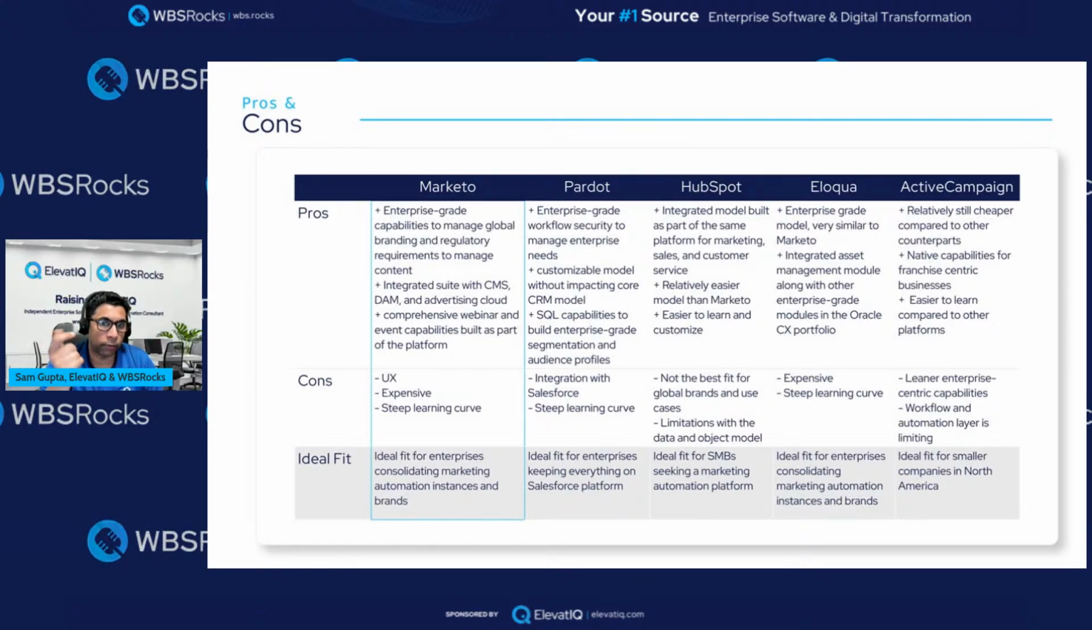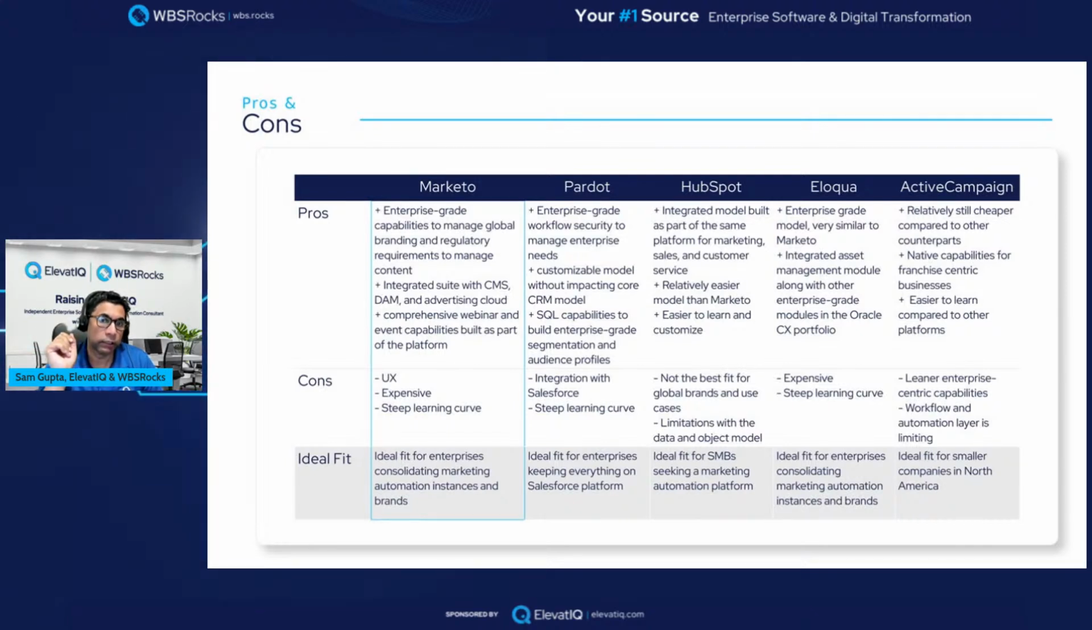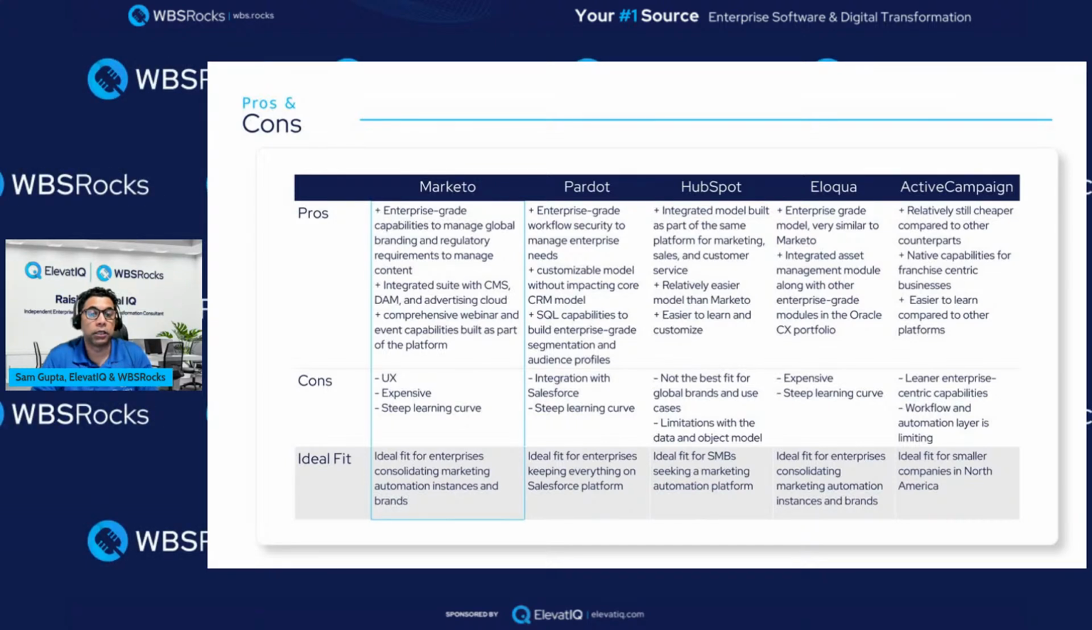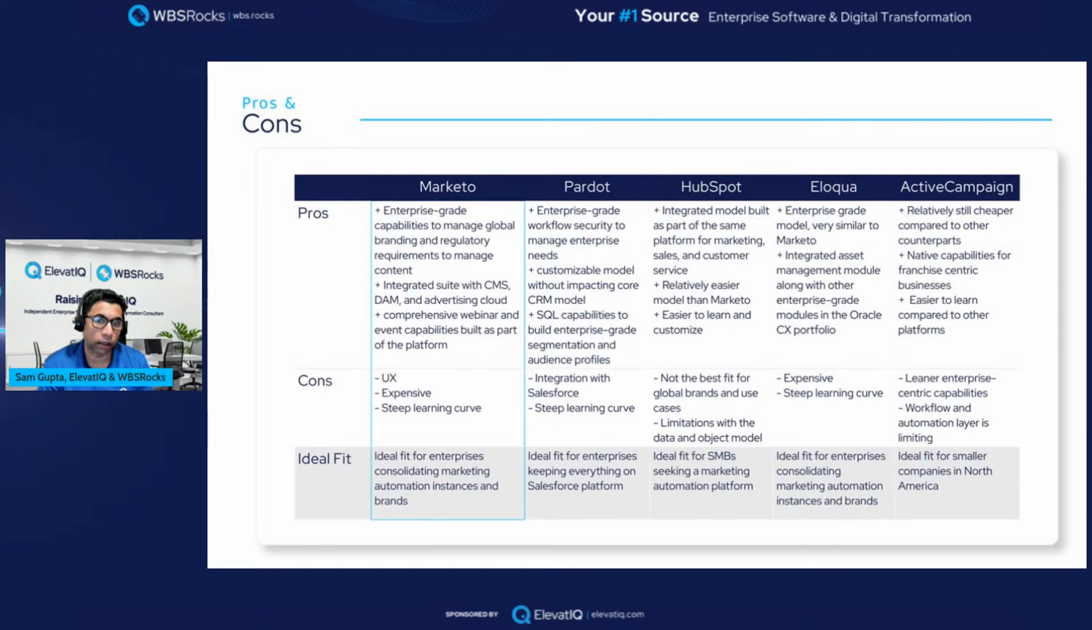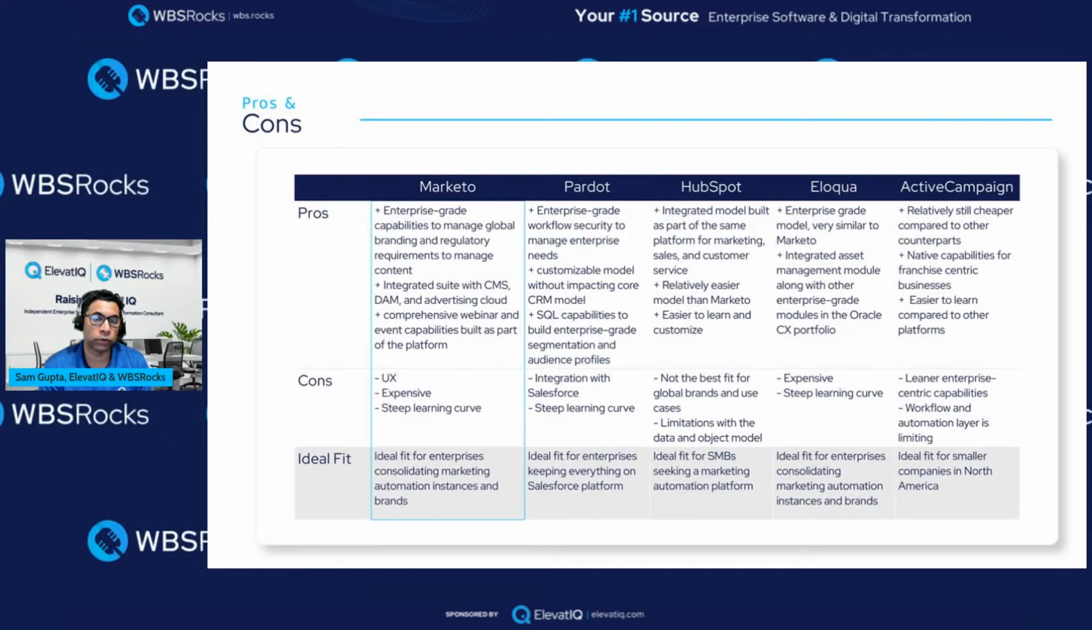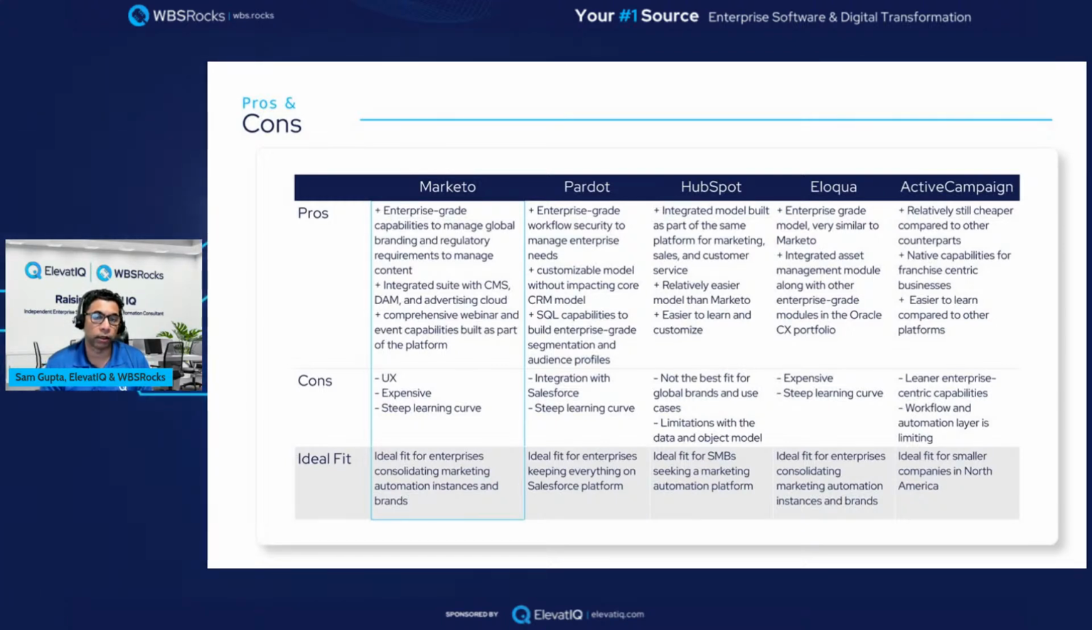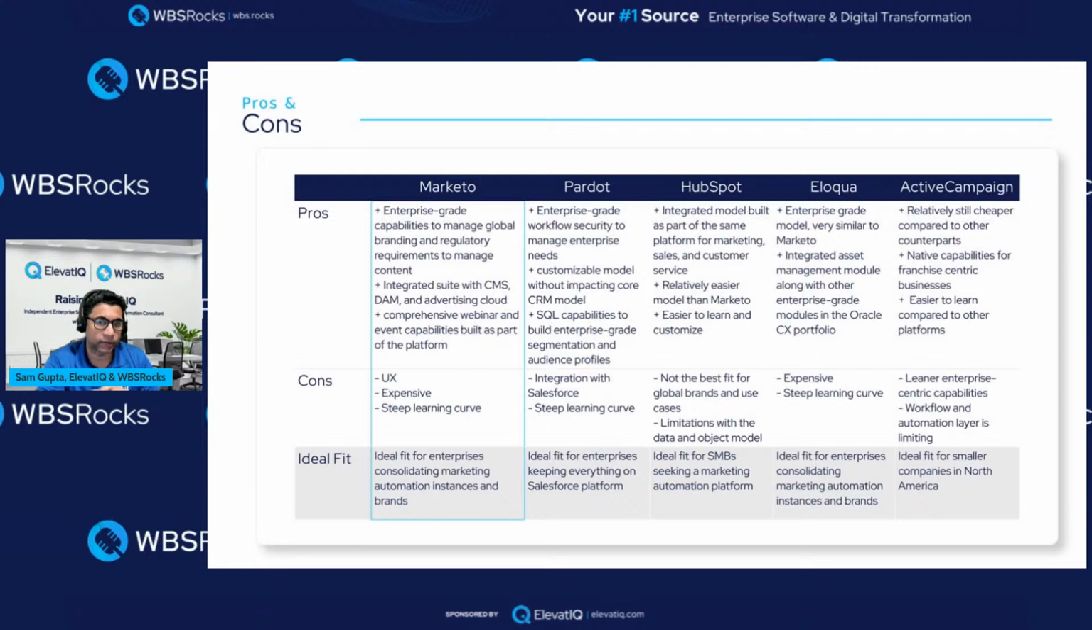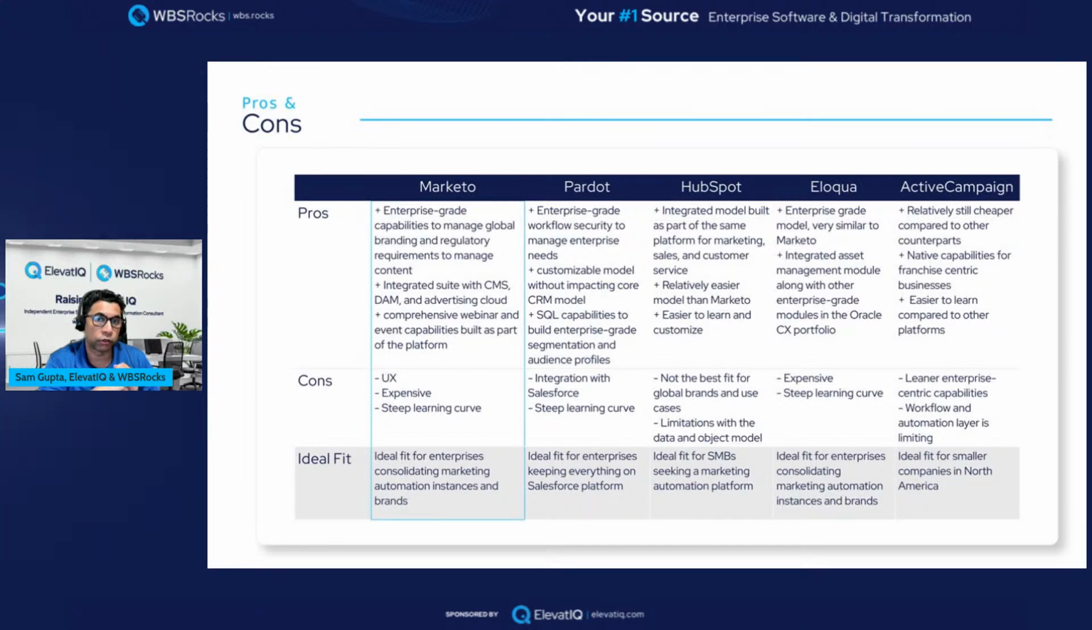The cons that are going to be most noticeable is the UX, which is slightly dated, as you may have noticed on the previous screen. That is one con that most people point out. And then obviously it is going to be slightly more expensive just because it is designed for those enterprise-centric use cases. And then you are going to have a substantial learning curve in general, just because of the number of layers the product has. It is designed for those enterprise use cases, so you might need a lot of consulting help, and that's where it becomes very expensive. And the learning curve is going to be steep as well. So in general, the ideal fit for this is going to be any sort of enterprise that is consolidating many different brands, as well as marketing automation instances across different divisions. That's where this is going to be a fit.